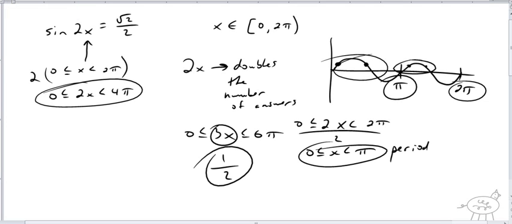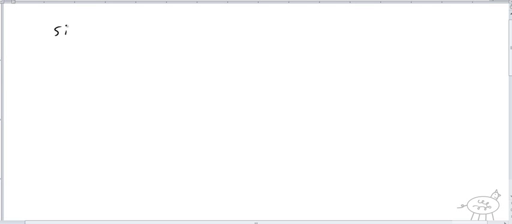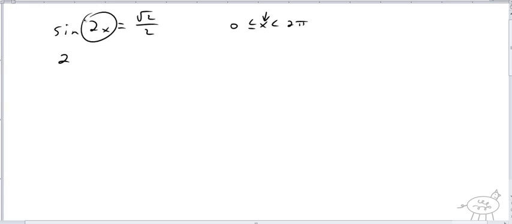So let's go back and do this problem. Sine of 2x equals root 2 over 2. The way I want to set it up is this: x is between 0 and 2 pi, and I want that to be 2x because that's truly what this is. So I multiply everything by 2, so 0 is less than or equal to 2x, which is less than 4 pi. That 2x now has to be between 0 and 4 pi, because x is between 0 and 2 pi.